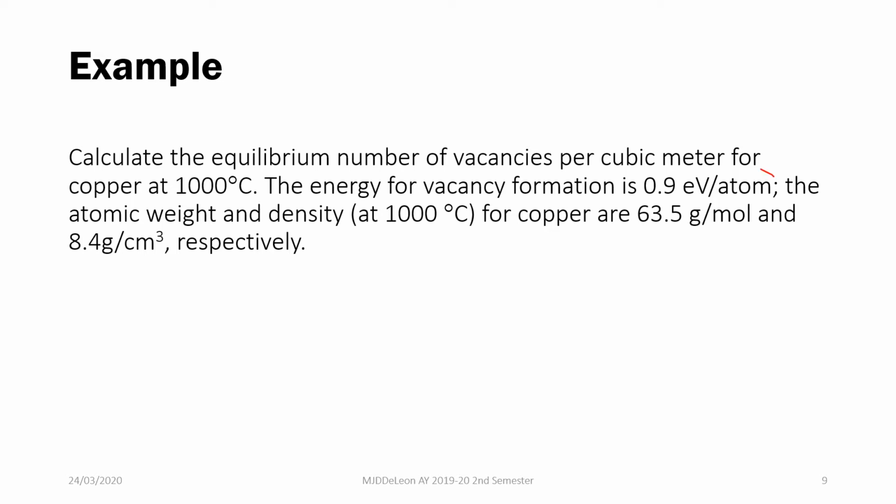This is your activation energy, 0.9 electron volts per atom. And we also have the temperature, 1000 degrees Celsius or 1273 Kelvin. We also have the Boltzmann constant. To calculate the number of vacancies per cubic meter, we can now use our formula.